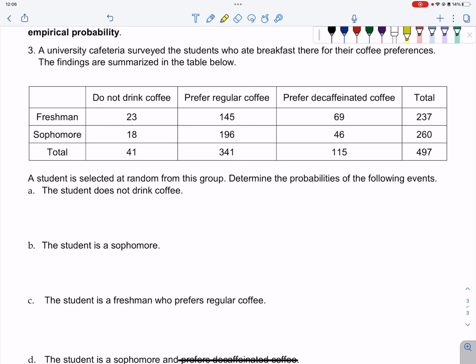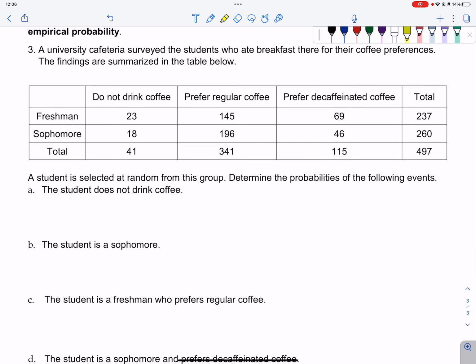So now we have been given a table here with some data to find probabilities. This is using our experimental or empirical probability, having data and using that to determine our probability of different events happening. So in this one, we have been told that a university cafeteria surveyed the students who ate breakfast there for their coffee preferences, and the results are given in this table, which is what we actually call a two-way table.